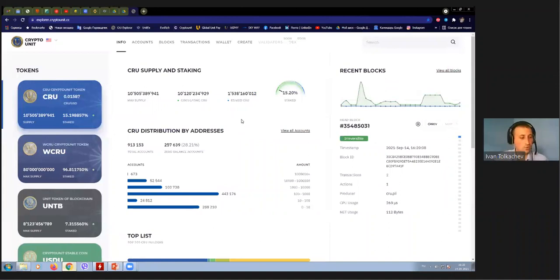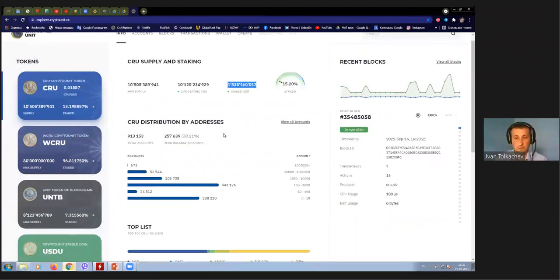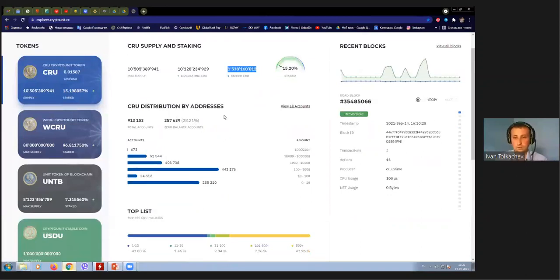And I'd like to remind you that unfrozen CRU tokens could be staked to earn UNTBs. Therefore, if you haven't staked your unfrozen CRUs yet, please do it. This is quite profitable. Then you will find some statistics. You see that we have 28.21% of accounts with zero balance, with no CRU tokens.